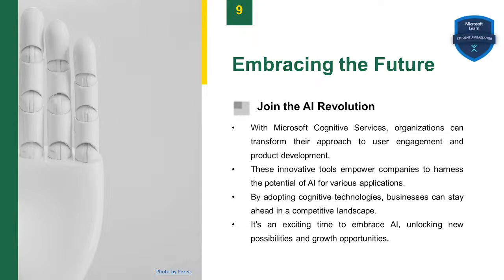As we embrace the future, it's important to keep in mind the need for ethical AI. Microsoft is committed to building AI systems that are fair, transparent, and free from bias, ensuring that AI benefits everyone and does not reinforce inequality. The scalability of cognitive services means that businesses can start small and grow their AI capabilities as needed. Whether you are developing a simple chatbot or a complex image analysis system, these services can adapt to your needs.